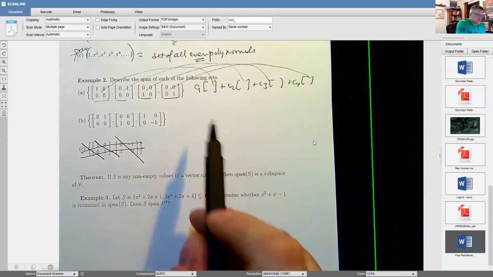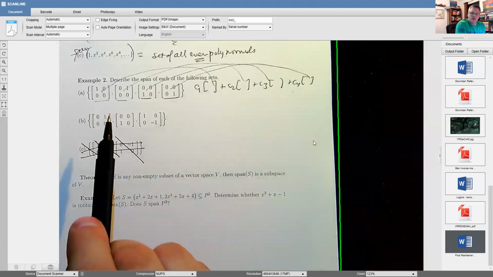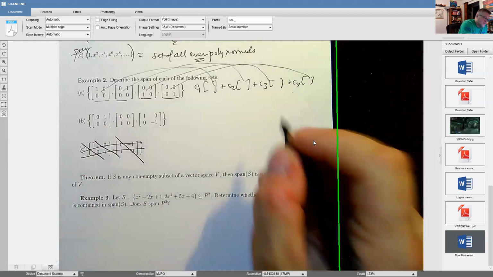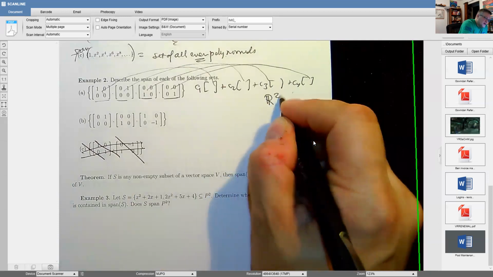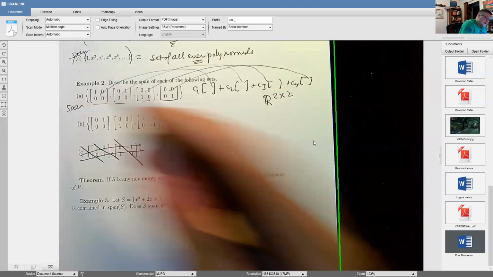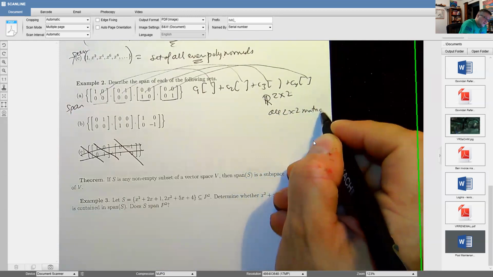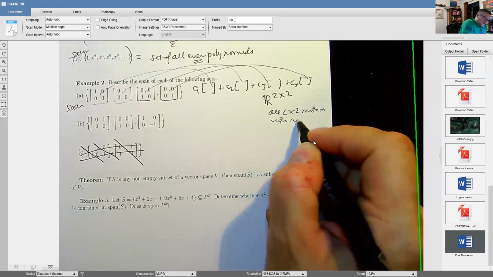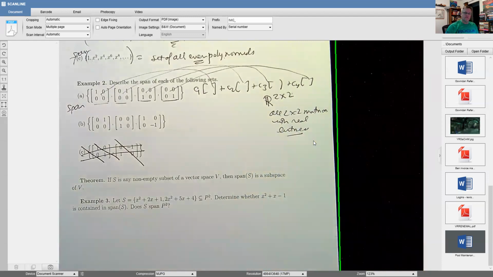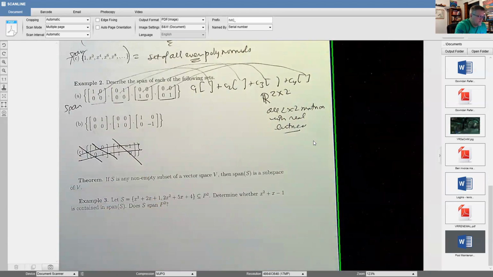Since the c_i are real, you can generate absolutely any 2 by 2 matrix you want with real entries, right? And so the span of this set would be R^(2x2). That is the set of all 2 by 2 matrices with real entries. Okay.